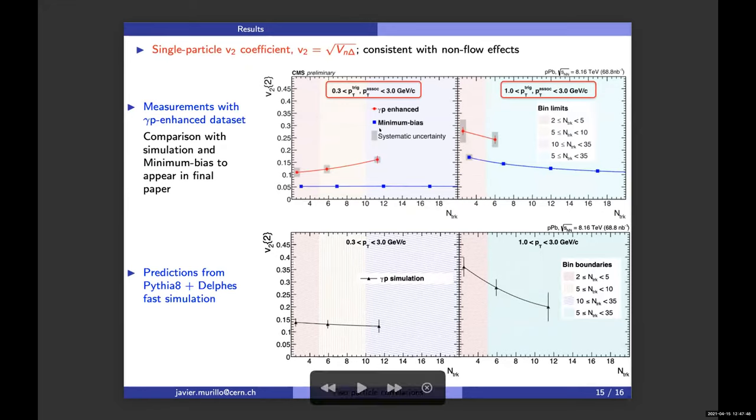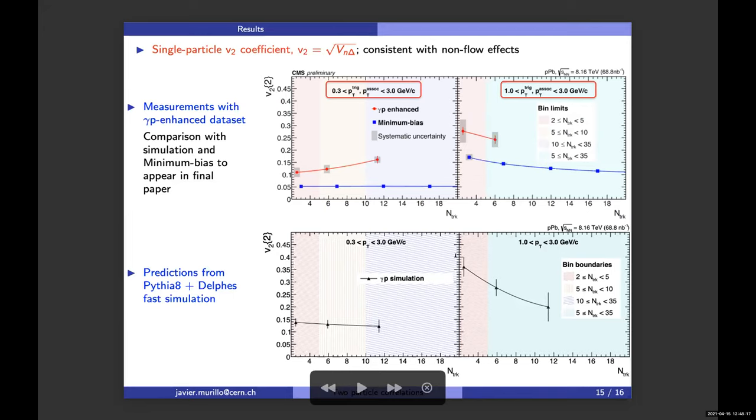So this is the final figure in the paper. Here we compare the UPC enhanced with the minimum bias result. You can see that the first highlight, the gamma proton, is showing significant V2, and it also tends to be larger than what is shown with the minimum bias. The minimum bias points at lower pT have been shown in other publications in PRL, and these points are new with higher pT.